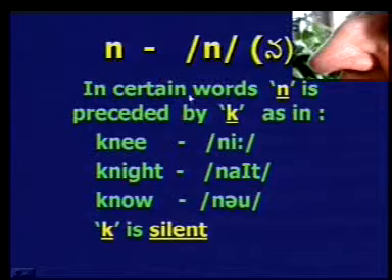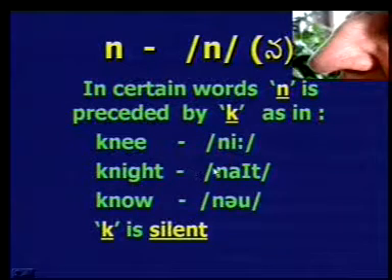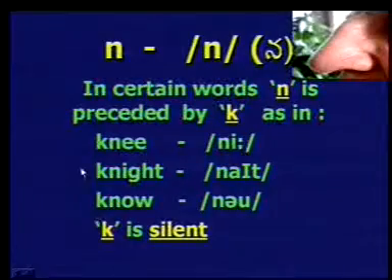And in certain words, when N is preceded by K, it also is a very unique feature, as in the words K-N-E-E, knee. We didn't show the K over here. That means K in this word is totally silent. It is not k-nee, it is knee. And then K-N-I-G-H-T, night. It's like the ordinary N-I-G-H-T only. And then K-N-O-W, know. So K is silent in the words where N is preceded by K.